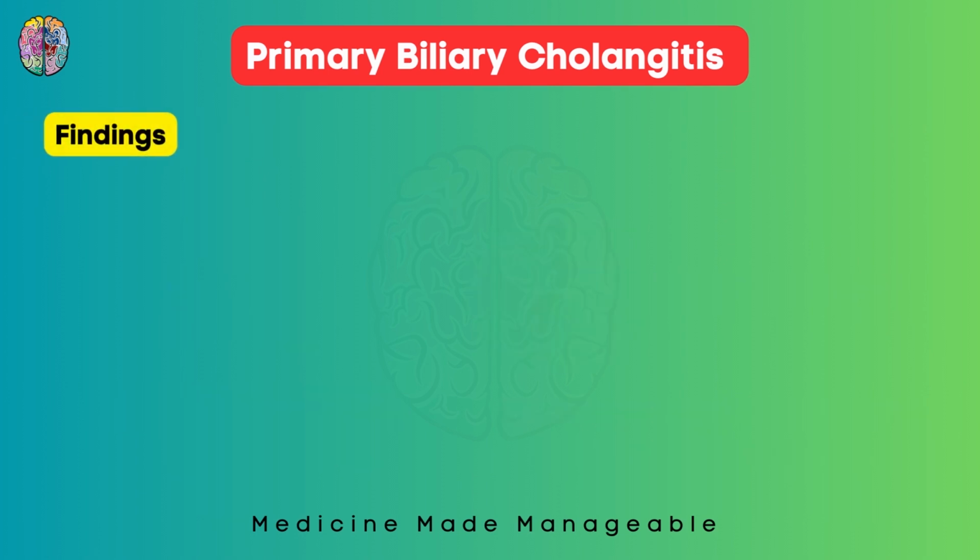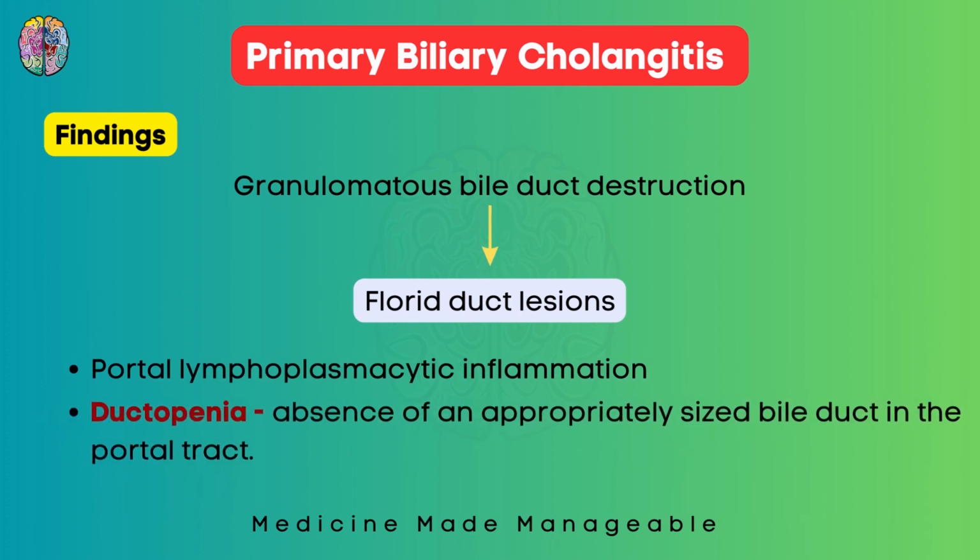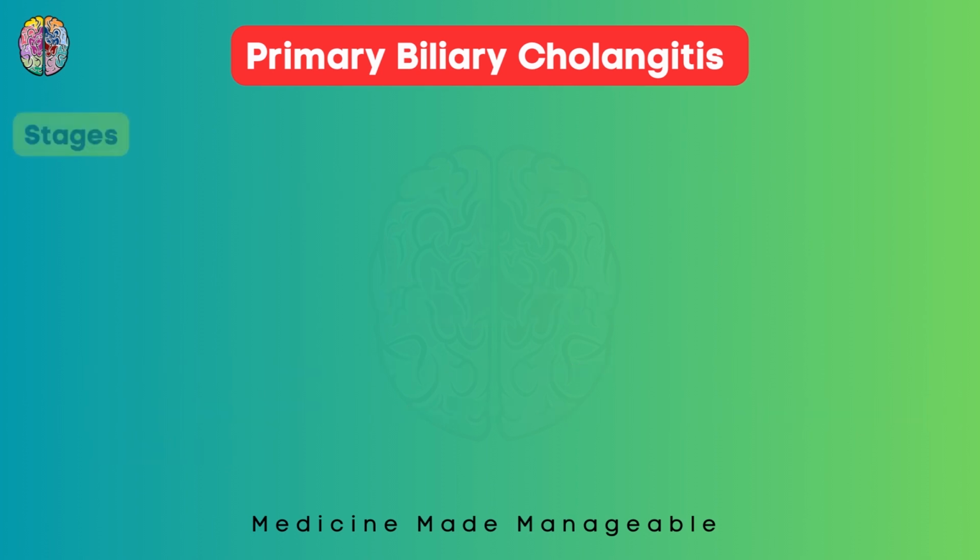Now, what are the findings that we're going to see? On microscopy, we will see granulomatous bile duct destruction. These lesions are called florid duct lesions. So again, an important key point. We will also see ductopenia, which means absence of an appropriately sized bile duct in the portal tract. Now there are 4 stages of this which you also have to remember.